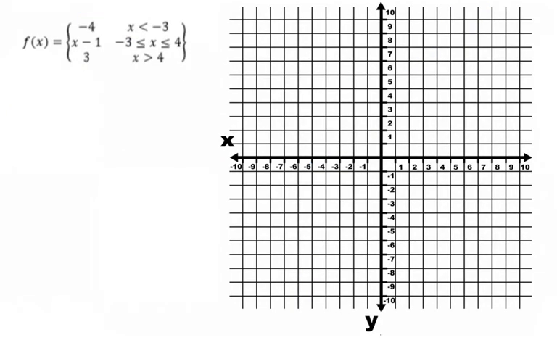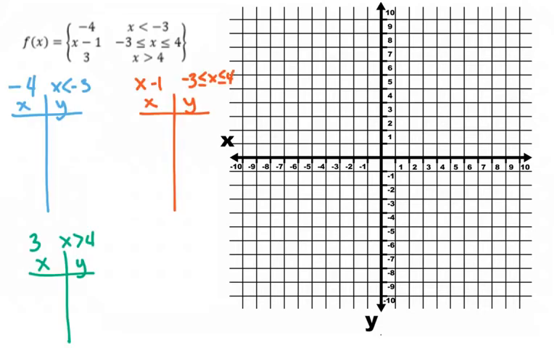Okay, so we're going to do this one together. Notice you have 3 different equations you're looking at, so we're going to do 3 different tables. I'm going to do 3 different colors, all that good stuff. Okay, so I have 3 different colors, and I'm going to make 3 different tables. So the first one, we're going to look at this one.